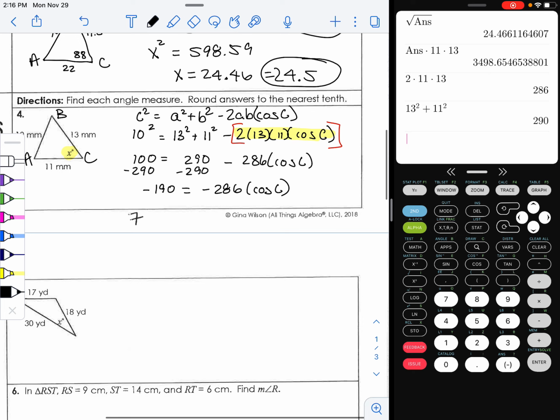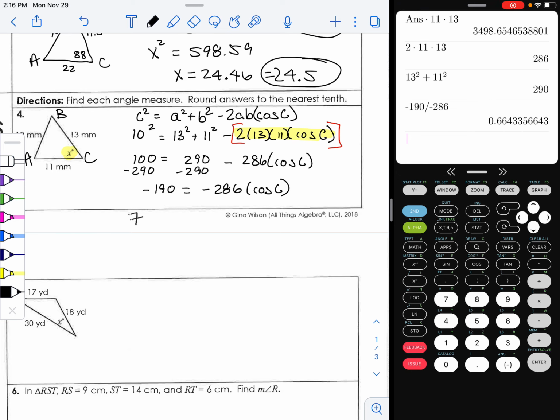To get angle C by itself, I would divide, so watch my calculator. I am dividing by the negative 286. This gets me a decimal of 0.6643 equals the cosine of C. And if you recall, to find an angle, you're going to use inverse.